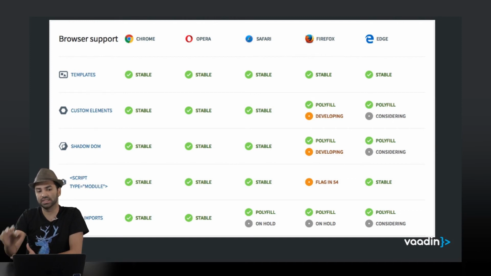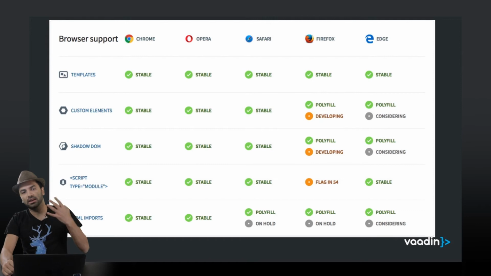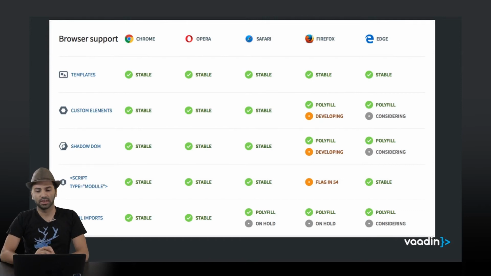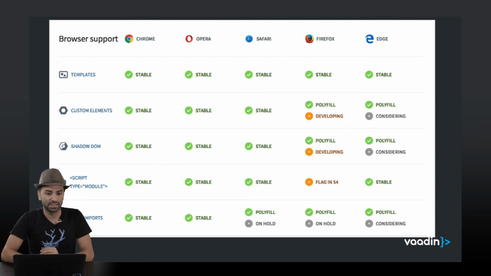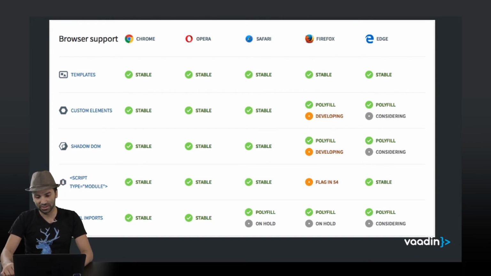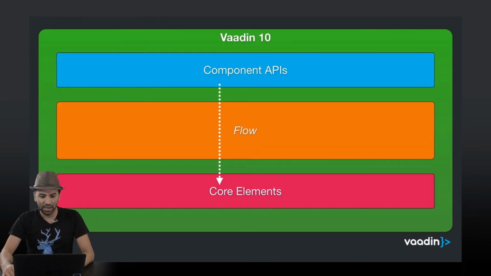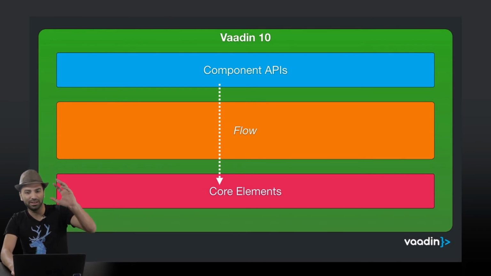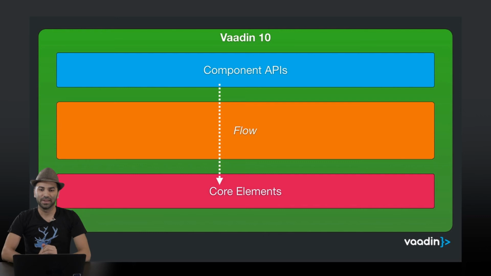But from this chart, we see clearly that the four main concepts of web components that are going to stay are templates, custom elements, shadow DOM, and some kind of import, which is most probably going to be ES6 modules, or ES modules in general. So again, this is a big picture. We talked about component APIs and core elements. Now let's focus a little bit more on Flow.